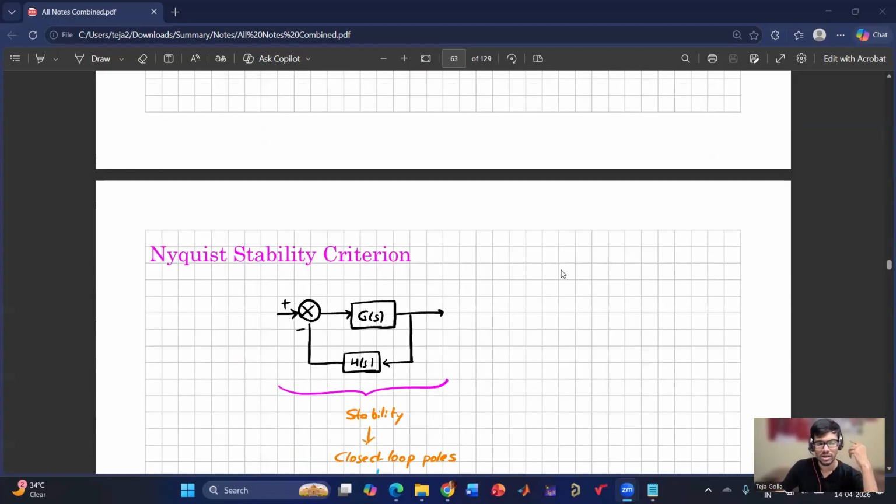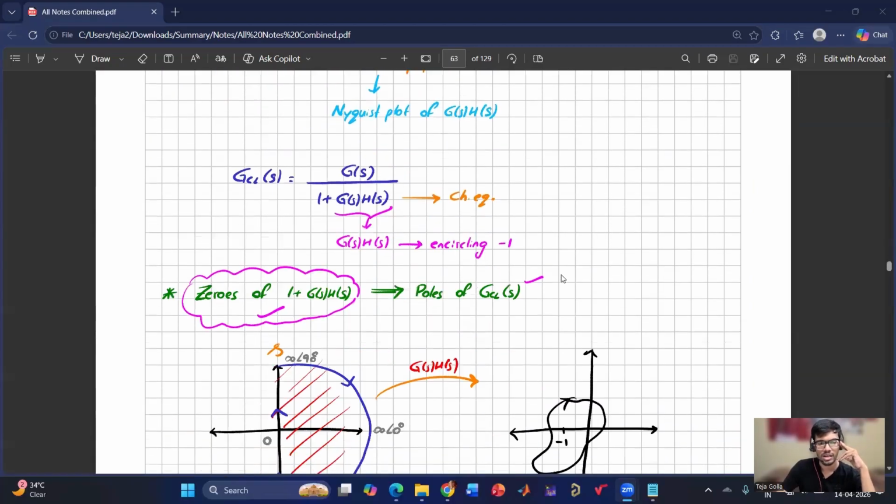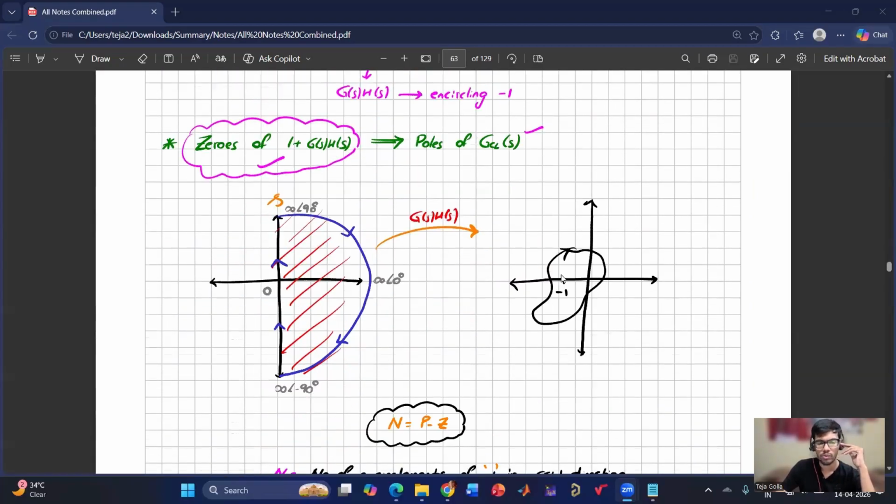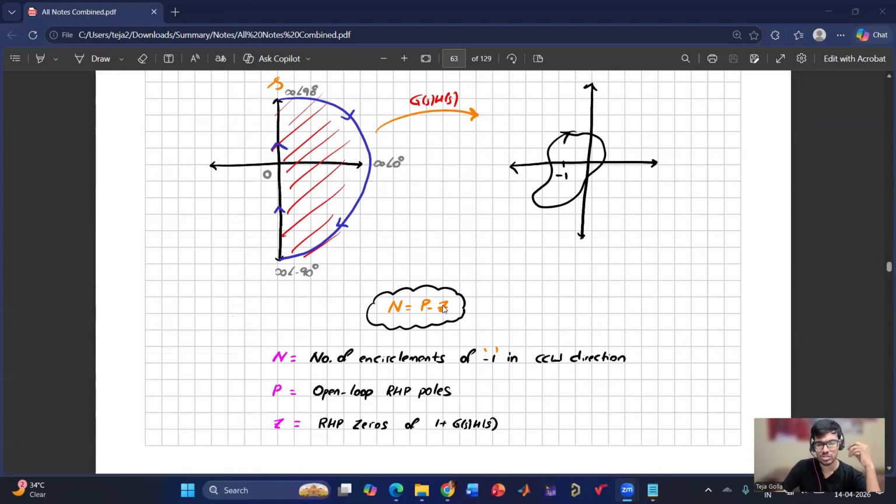And then we have started learning about the Nyquist stability criterion, what is the Nyquist contour, and what condition has to be satisfied. So the expression is N = P - Z, where N is the number of encirclements of -1 in the counterclockwise direction, P is the open loop RHP poles, and Z is the RHP zeros of 1 + G(s)H(s). So the Nyquist criterion will correlate the open loop RHP poles with the closed loop RHP poles. The RHP zeros of 1 + G(s)H(s) are nothing but the RHP poles of G(s)/(1 + G(s)H(s)).